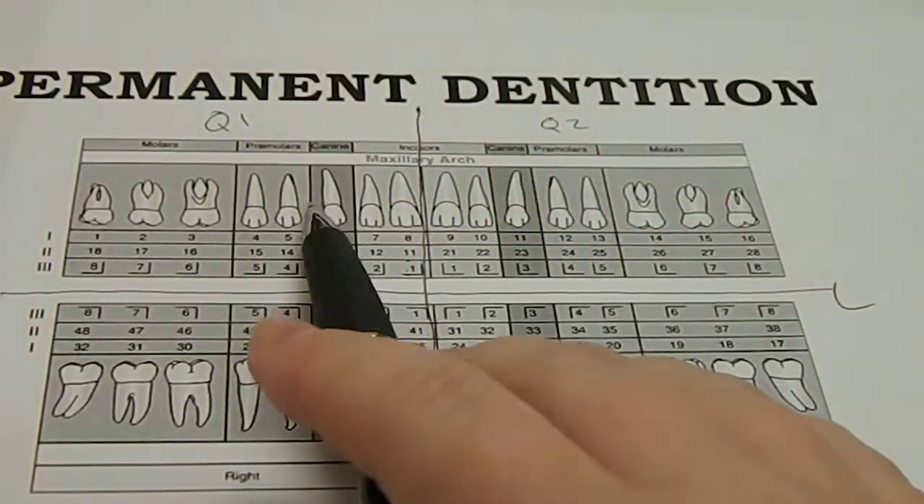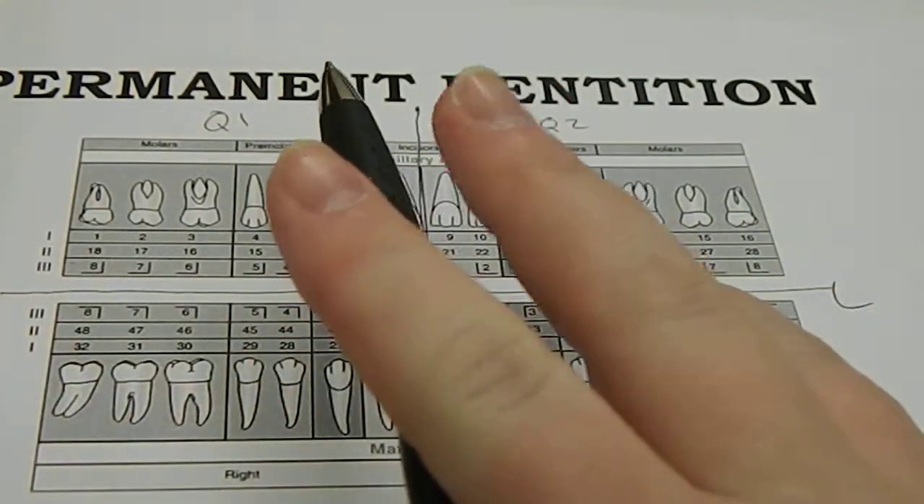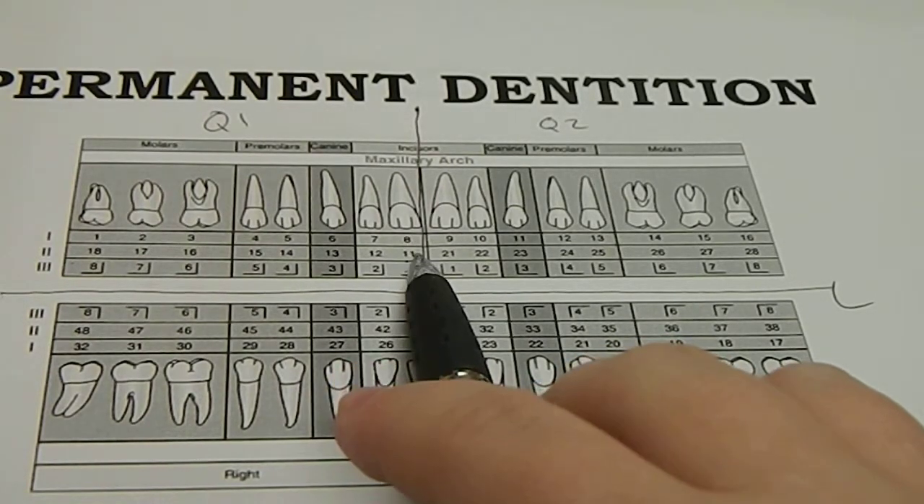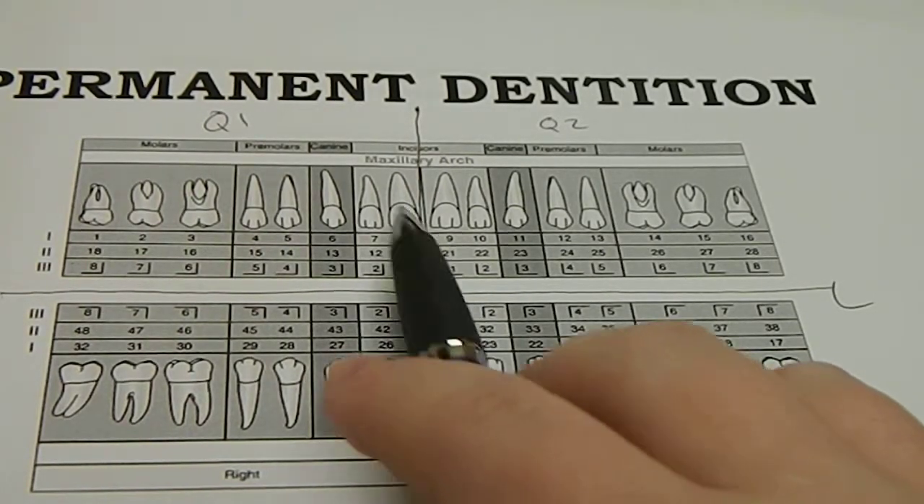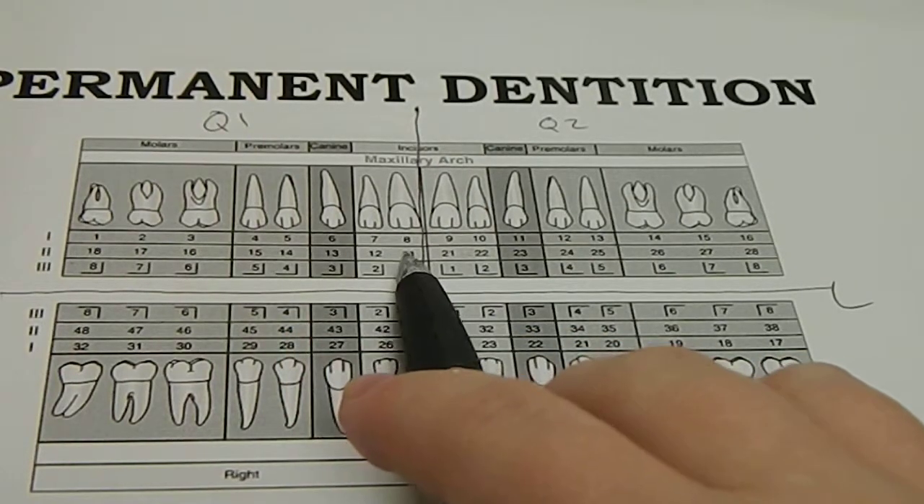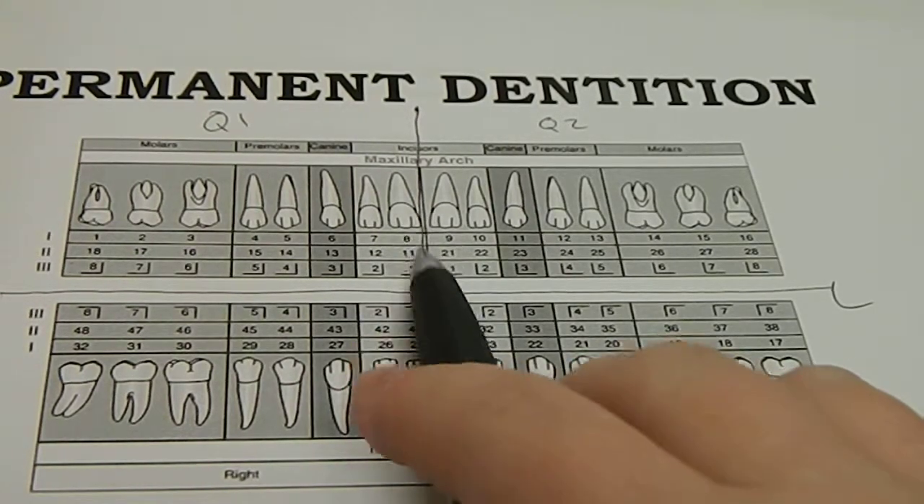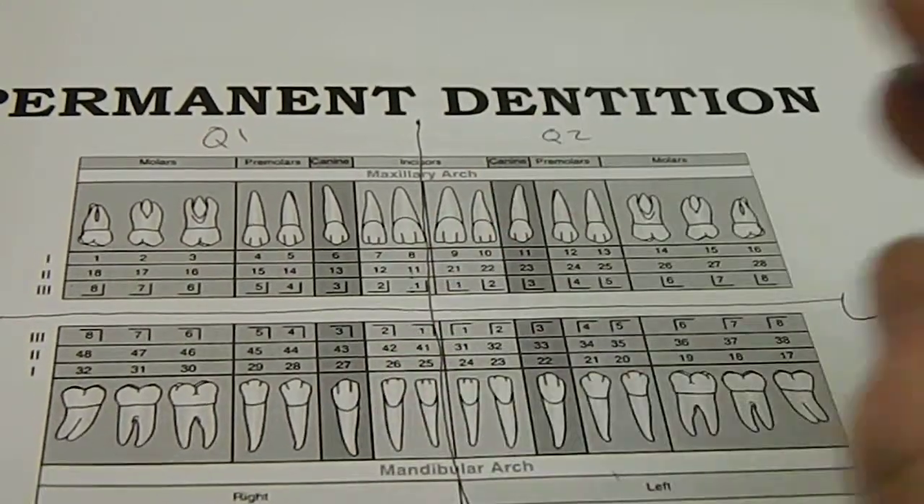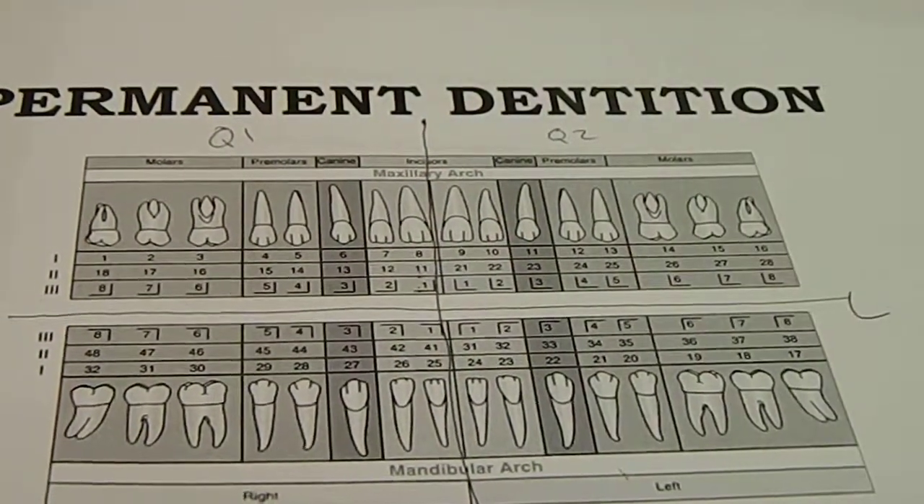But then, the number is going to be a two-digit number. So again, if we're looking at number 8 in our universal numbering system, number 8 is in quadrant 1, so the first number of the identifier of this tooth is going to be 1, and then the position is 1, so this is going to be tooth number 11, or 1, 1, whichever you prefer.